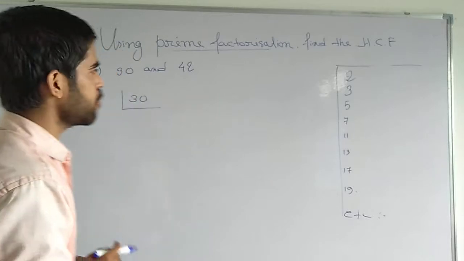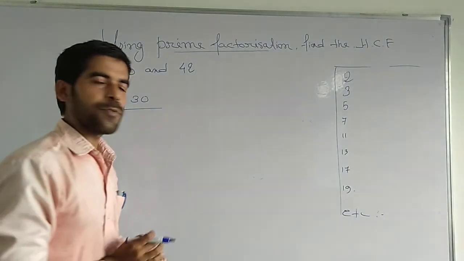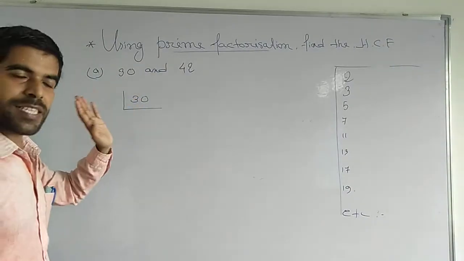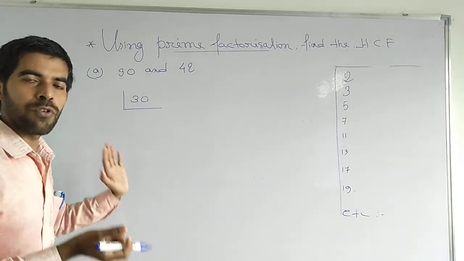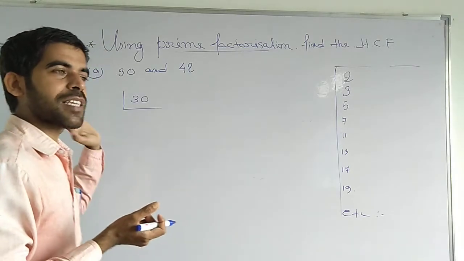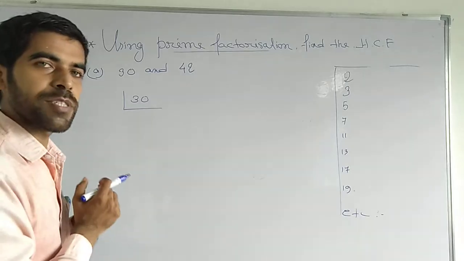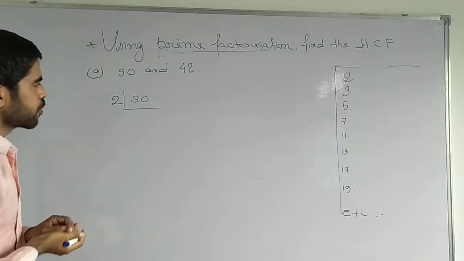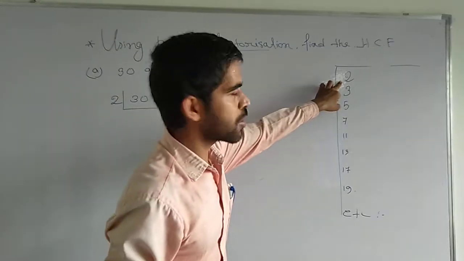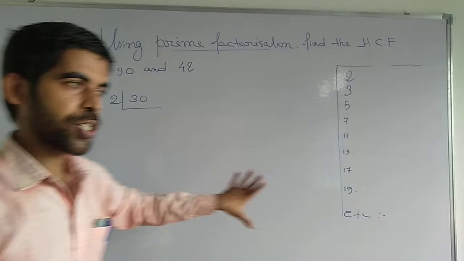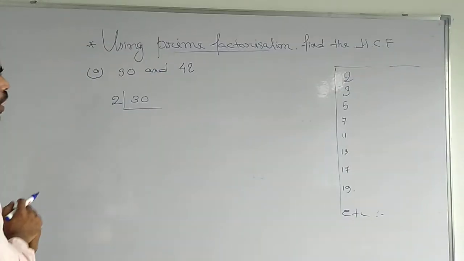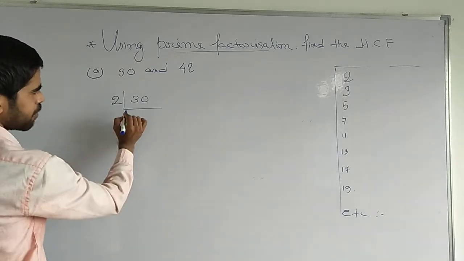Okay. So which one? You see there 2, and you know when a number is divisible by 2: if any number has 0, 2, 4, 6, 8 in its ones place, that means an even number, then it is divisible by 2. So first we will divide by 2. 2 is a prime number. Using the prime factors, we have to find out the HCF. So how many times does 2 go into 30?